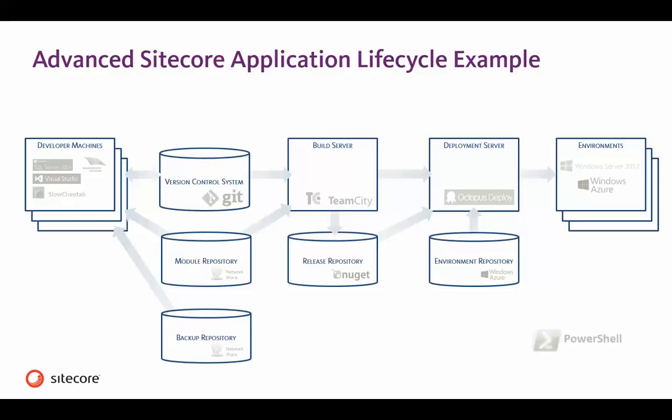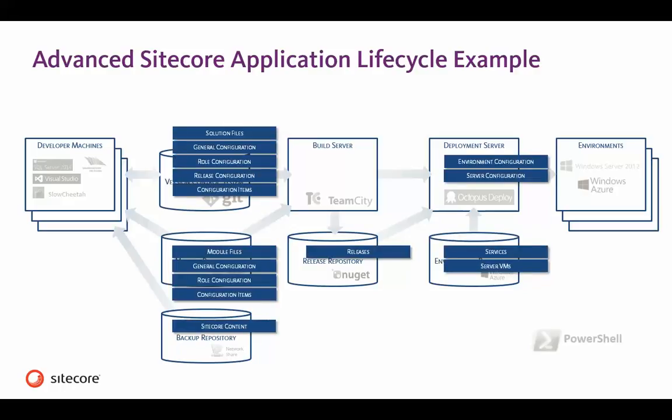Build server could be TeamCity. TeamCity typically releases to NuGet, which is picked up by Octopus Deploy on the deployment server. The deployment server, using an environment like Windows Azure, can have the templates and servers in Windows Azure, and Octopus Deploy can then script using PowerShell a new setup of new environments and push releases onto those environments.